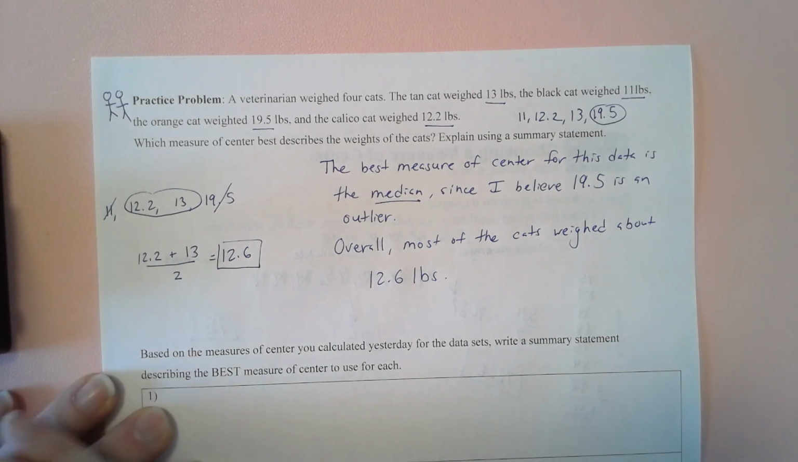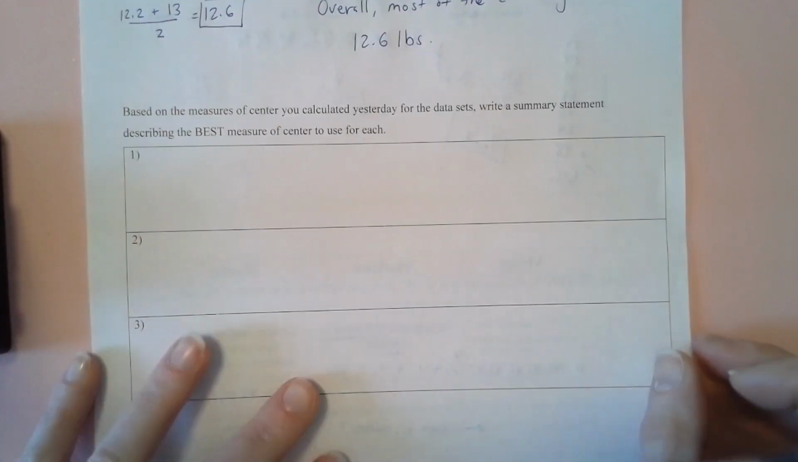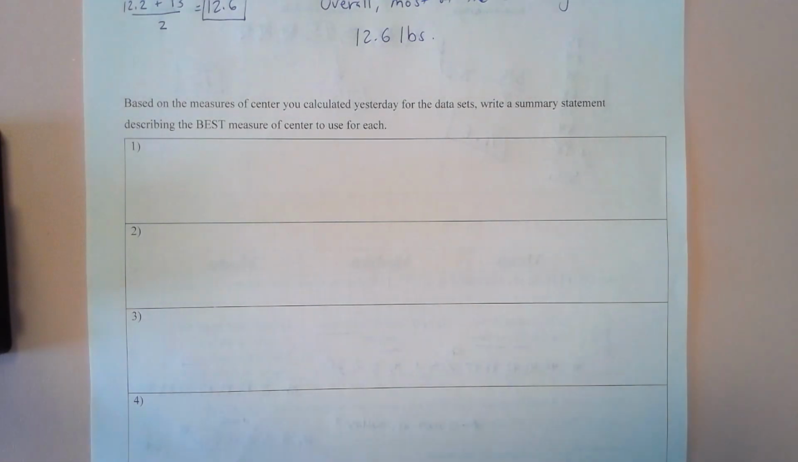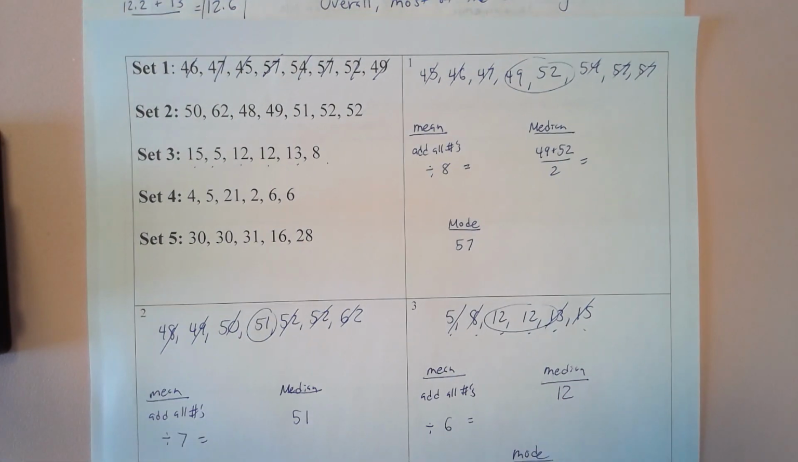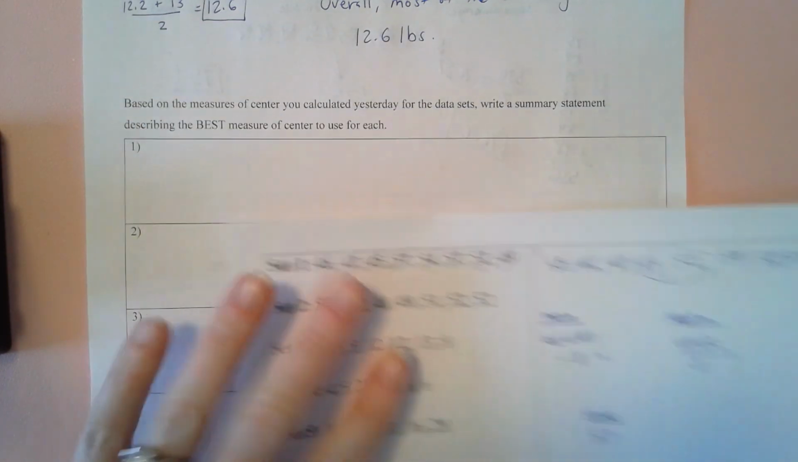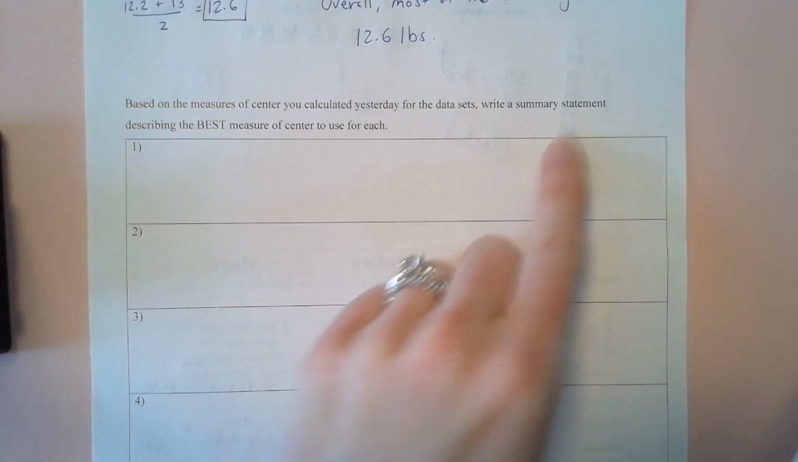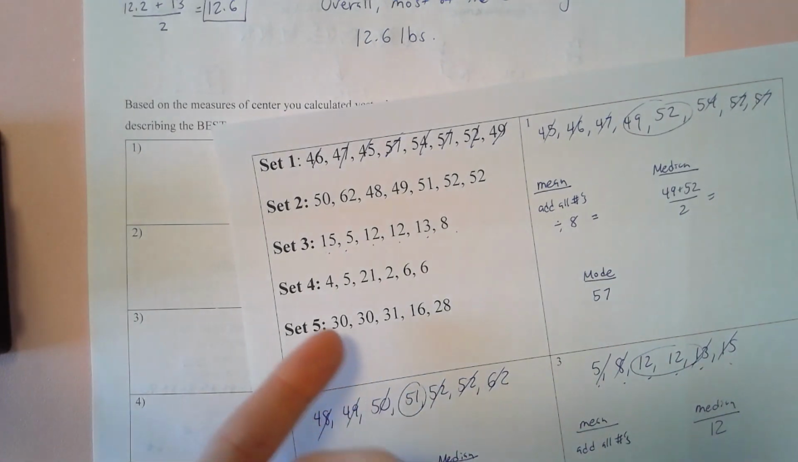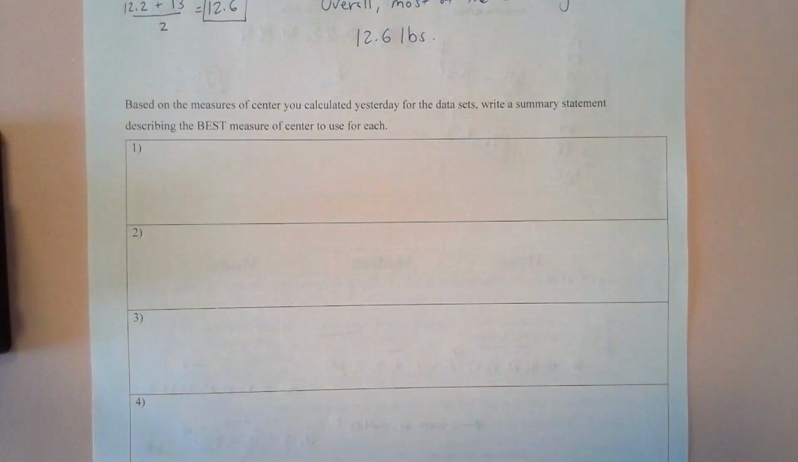Okay, so now we're going to pull out the worksheet we did yesterday, which is this one right here, which has 5 different sets of data on it, and we calculated the mean, the median, and the mode for all of them. Actually, I didn't finish all of these, but based on the data now, I want you to look at the data, decide the best measure of center, and write a summary statement. And again, we don't have really good situations with these numbers, but you can say, overall, most of the numbers were about, and that's it. So pause the video. When you're ready to go over it, we will go over it. You're going to do this independently.